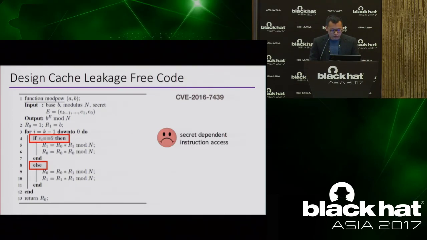So the problem is that, as you can see, there's an if-else condition here, okay? What that means is that when you map this code into the cache, the code region in the if condition and the else condition will be mapped into different cache sets. Now, if the attacker is able to probe different cache sets, then they will know which code region you are actively accessing.